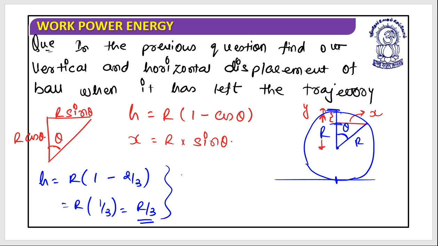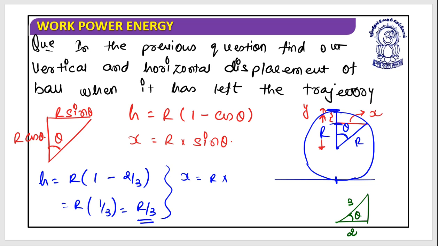Next, x is equal to r into sin theta. Now what is the value of sin theta? Because I know that cos theta is 2 by 3. Let's have this; this was the situation. This is theta. If cos theta is 2 by 3, so this is 2, this is 3. What would it be?